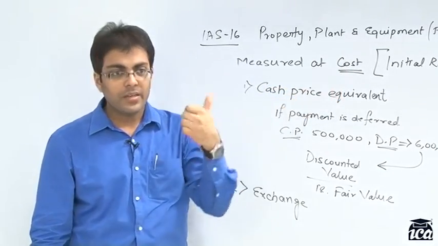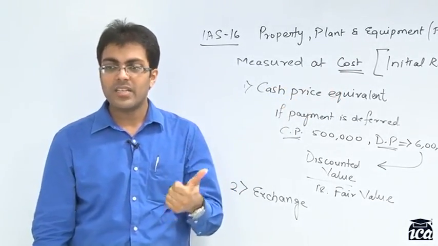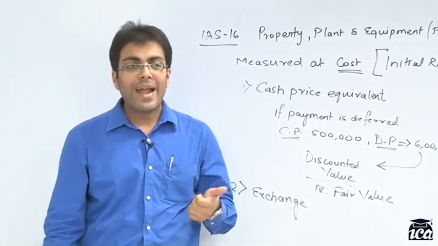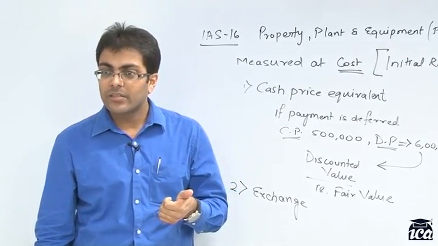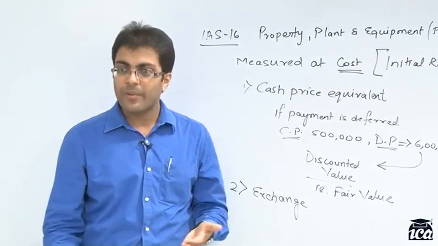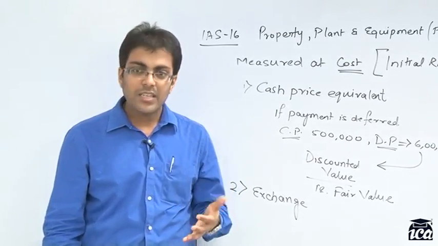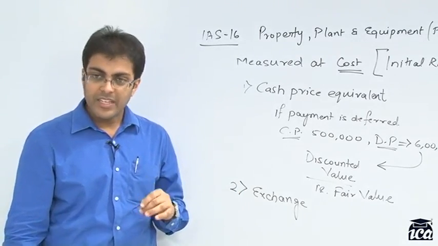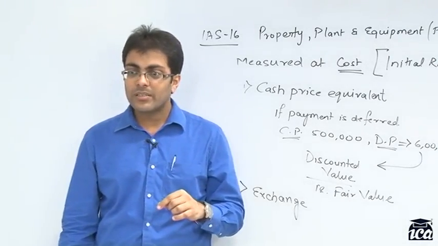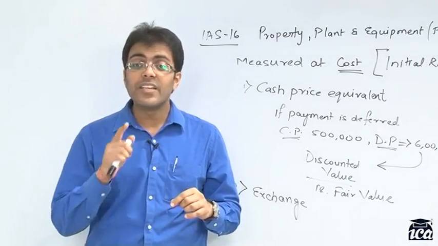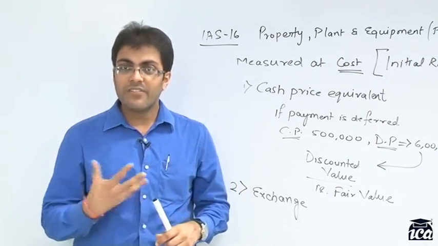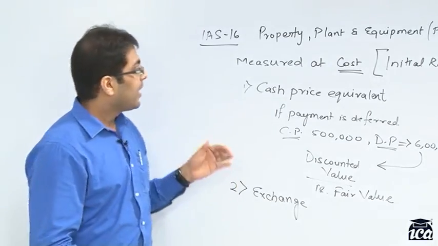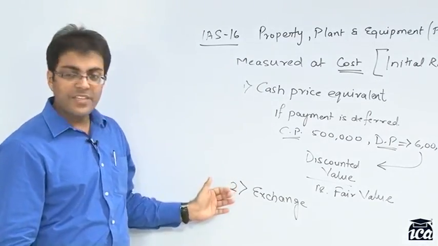So cost would be the invoice price or the purchase price. Do you add installation cost to it? Yes. Do you add administrative cost to it? No. Do you add site preparation cost to it? Yes. Do you add estimated removal costs to it? Yes. Would you add taxes to it? Yes, only if it is non-refundable. If it is a refundable tax, we will not add it. Okay? And then we've talked about two specific cases.